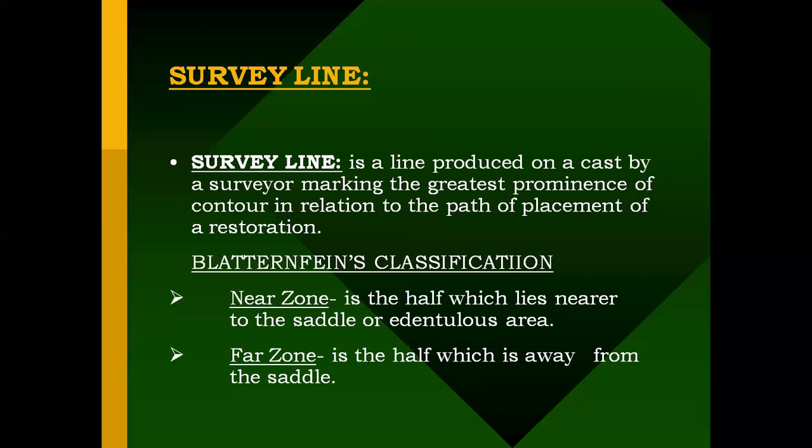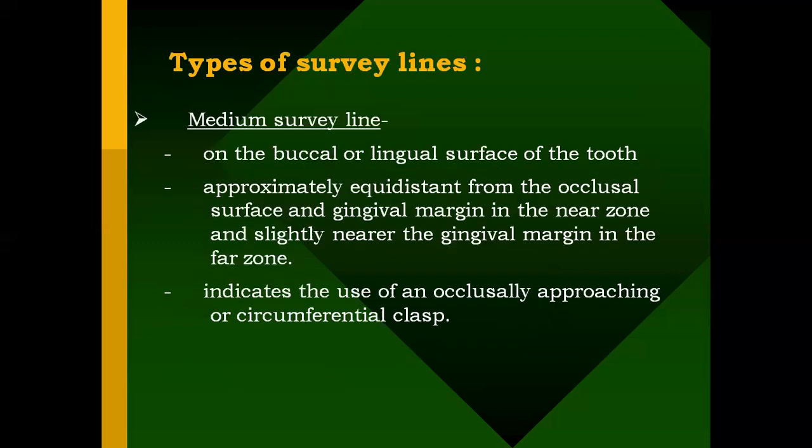Survey lines. A survey line is a line produced on a cast by a surveyor, marking the greatest prominence of contour in relation to the path of placement of a restoration. Blatterfein's classification of survey line: near zone and far zone. The near zone is the half which lies nearer to the saddle or edentulous area, and the far zone is the half which is away from the saddle.